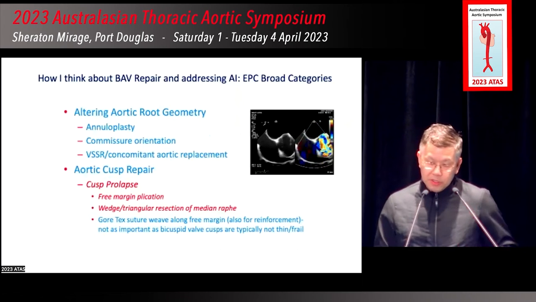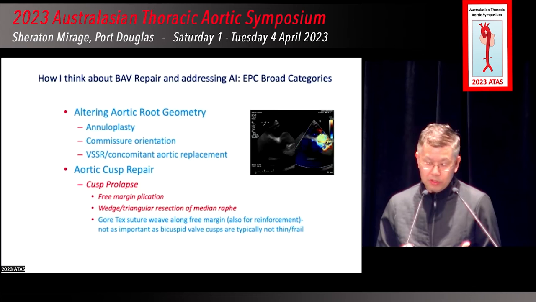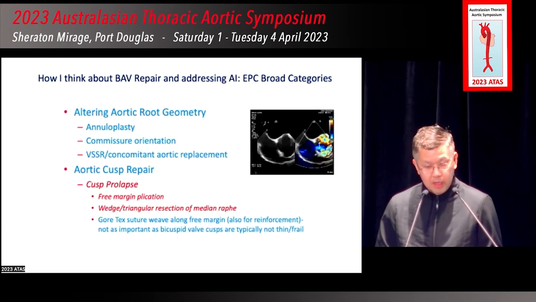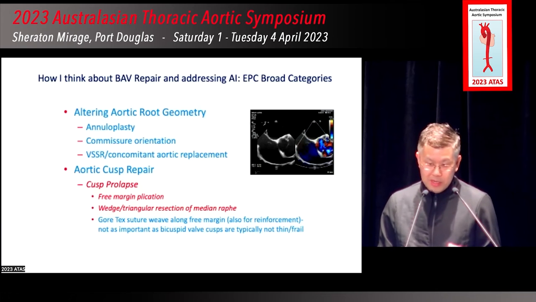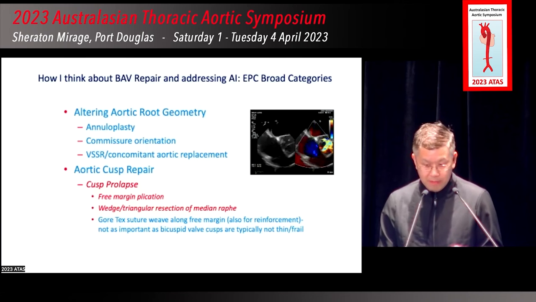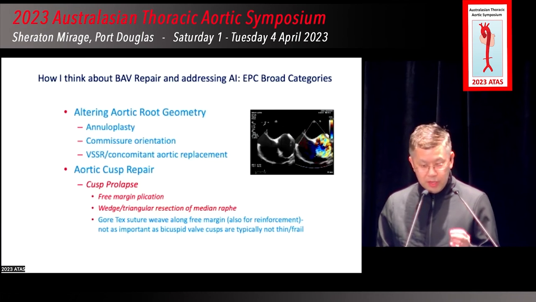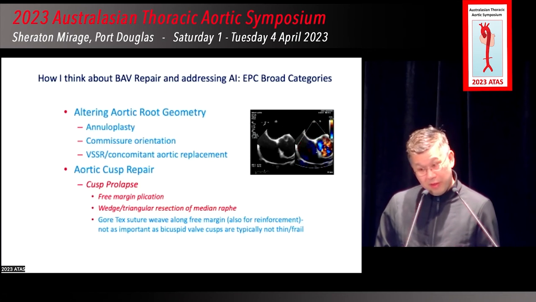So this is how I like to think of BAV repair and addressing AI. These are my broad categories. I think you've got to alter aortic root geometry, which is annuloplasty, where you orient the commissures, doing a valve sparing root replacement or a concomitant aortic replacement, and then there's cusp repair. Typically that's addressing cusp prolapse, which for me is free margin plication and occasionally wedge resection of the median raphe. The Gore-Tex suture weave, which was described by Dr. David several decades ago, is not really used as much, at least in my knowledge, in BAV cusp repair, because those valve cusps are typically not thin and frail.